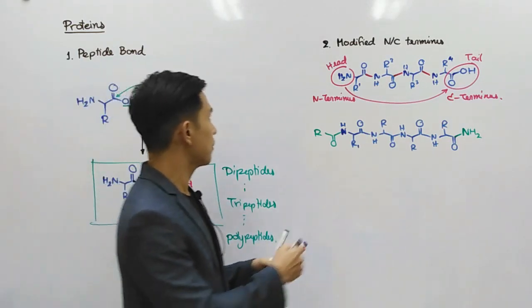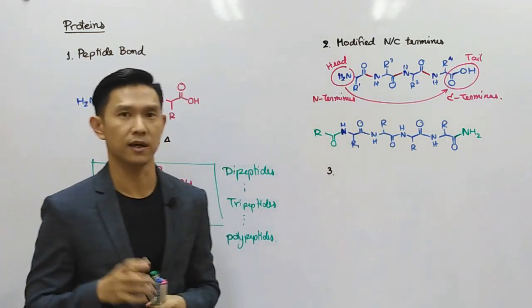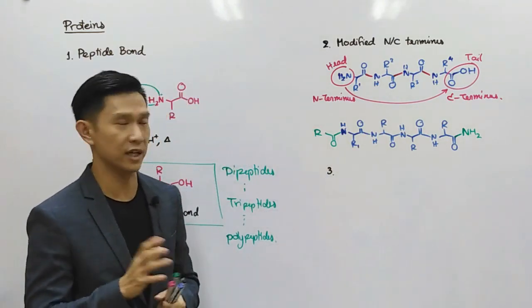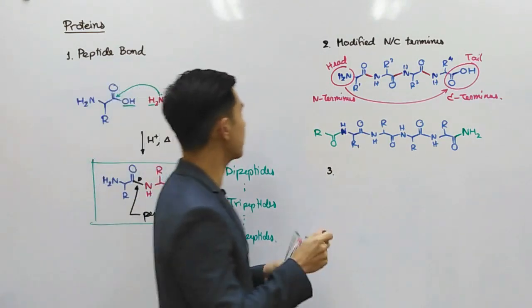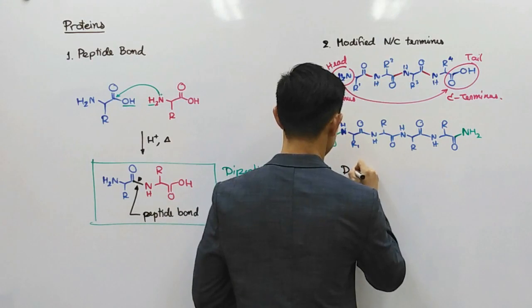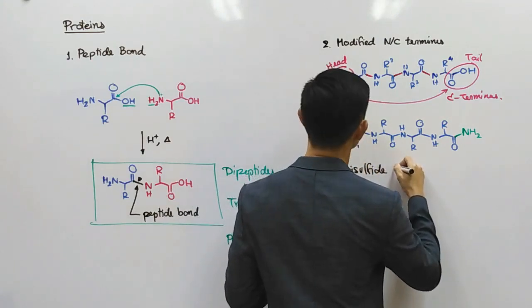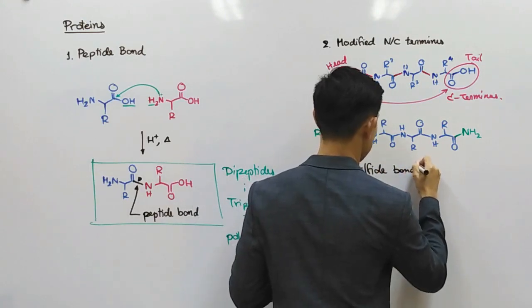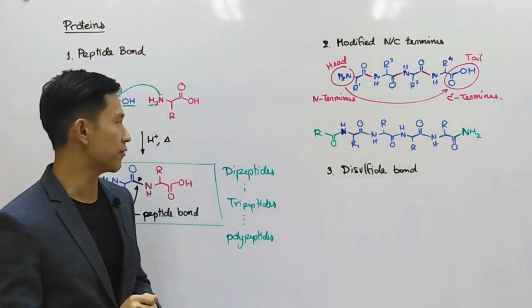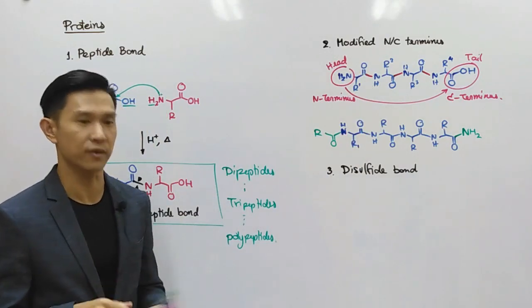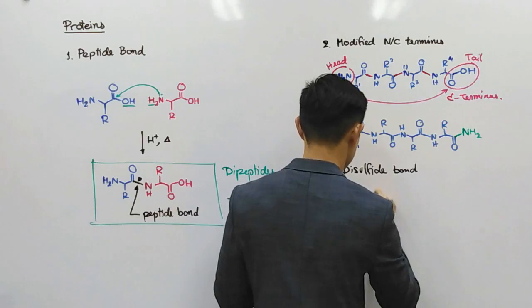Now, number 3. Another important linkage in the structure of proteins is this one. We call this disulfide. A disulfide bond can be found in the protein as well, but it can be found in just some particular amino acid, and that amino acid is called cysteine.